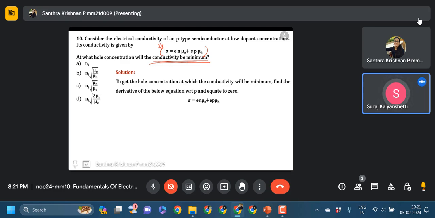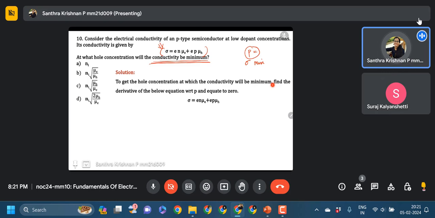At what hole concentration will the conductivity be minimum? They want to understand at what hole concentration the conductivity will be at the minimum. So what is the P value such that sigma becomes minimum? So this P is one of these options, which we'll get after deriving.